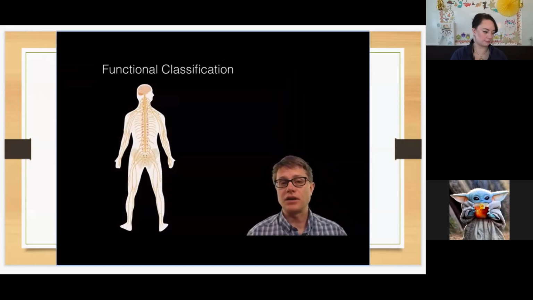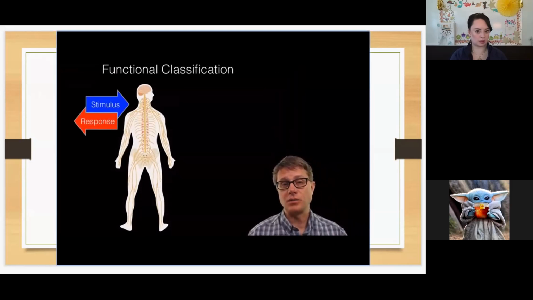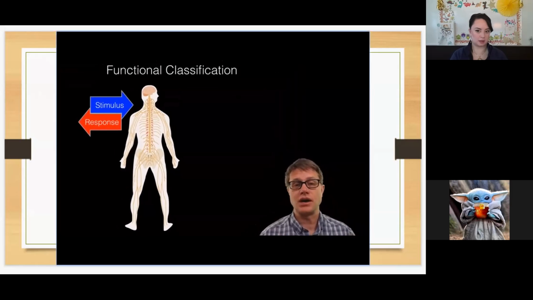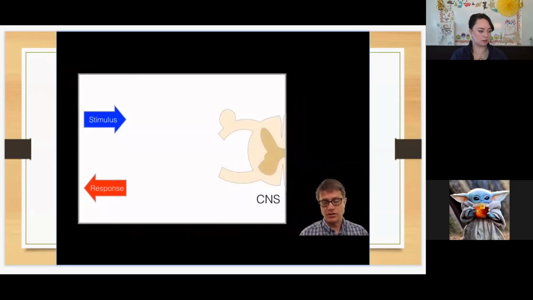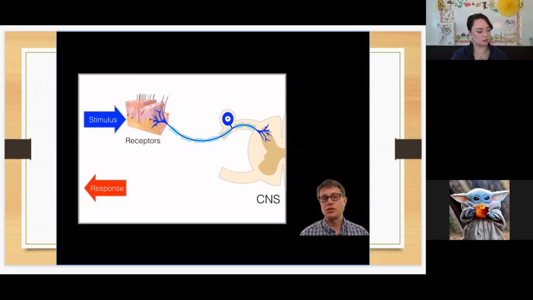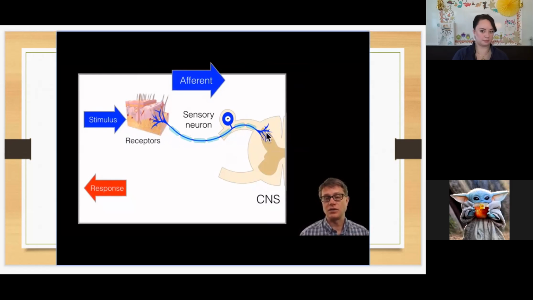Now, neurons can also be classified according to their functional classification. Those that take in information, stimulus coming in from our environment, and then the response that we have. So if we move that to the central nervous system, we're looking at a cross section of the spine. We're taking information in from receptors. These could be in the skin, for example, touch receptors, heat receptors, pain receptors. And so we have to transmit that information to the central nervous system. So those neurons that bring information in are sometimes referred to as sensory neurons or afferent neurons. You can see this is a unipolar neuron, and it's transmitting that information into the central nervous system.